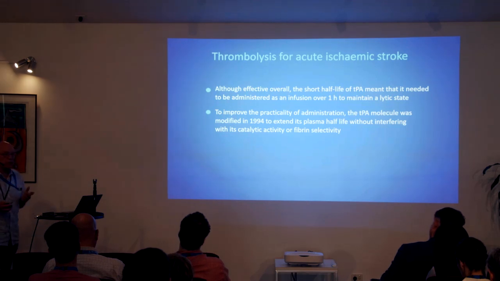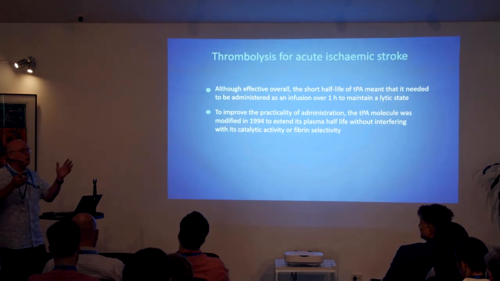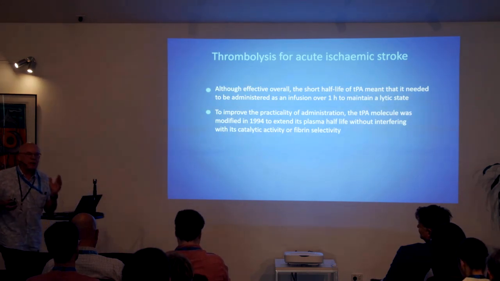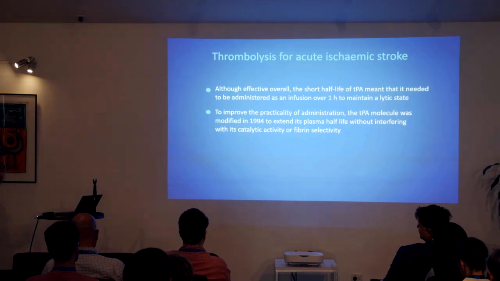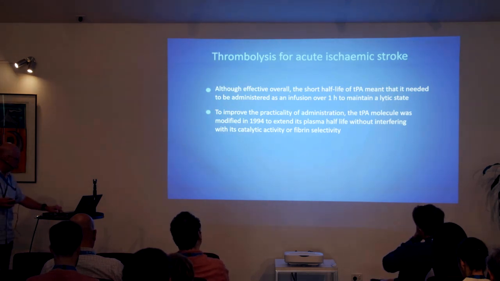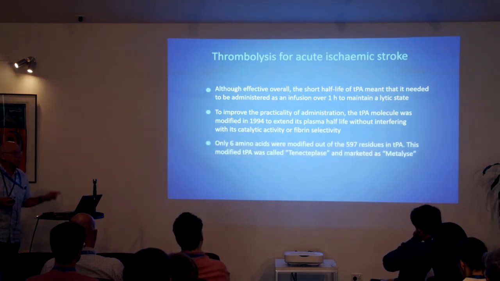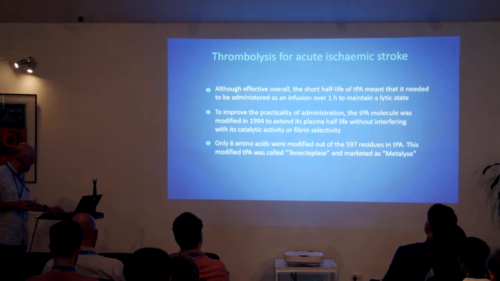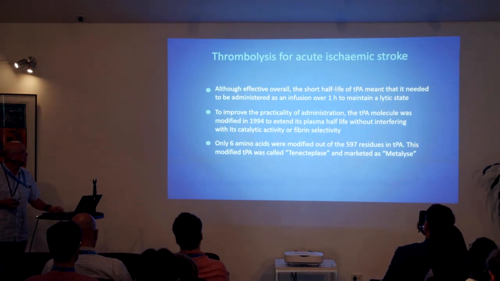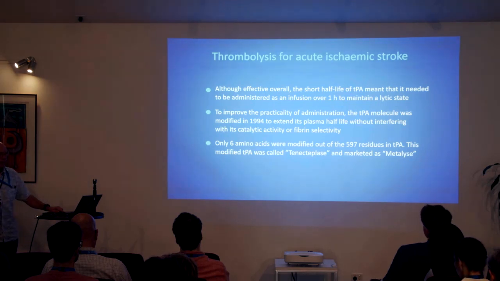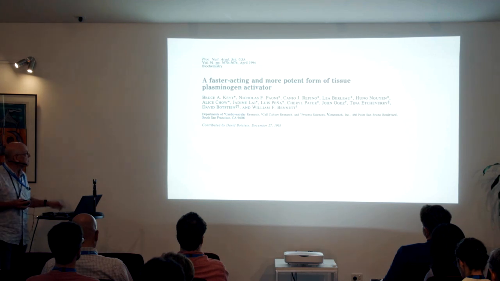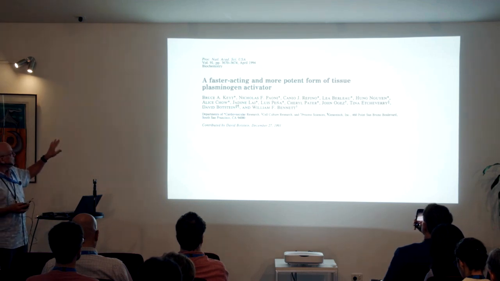That's what the aim was over 30 years ago, before we all learned about what else TPA does in vivo, in the CNS, and all that blood-brain barrier stuff. All that was not known at the time when this modified molecule came into existence. So the modifications were only 6 amino acids, 2 changed in the Kringle domain, and 4 in the protease domain, that was called Tenecteplase, or marketed as Metalyse. And this is the original description. It was a Genentech paper.